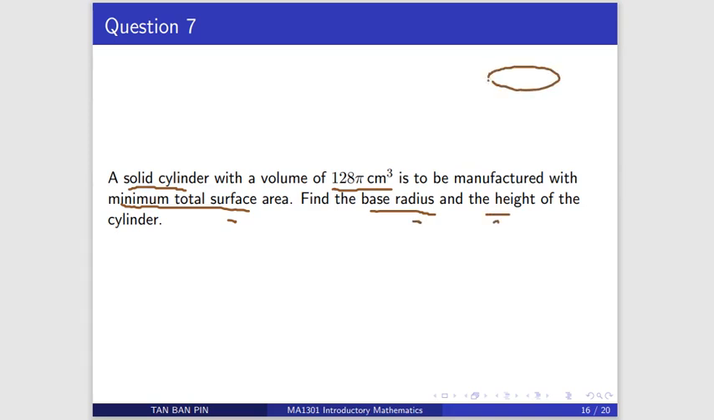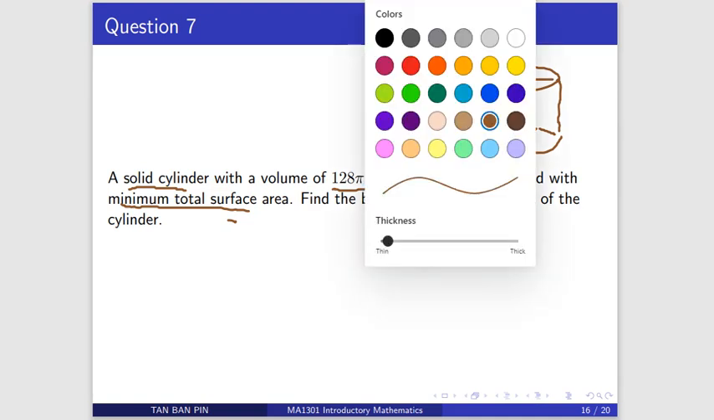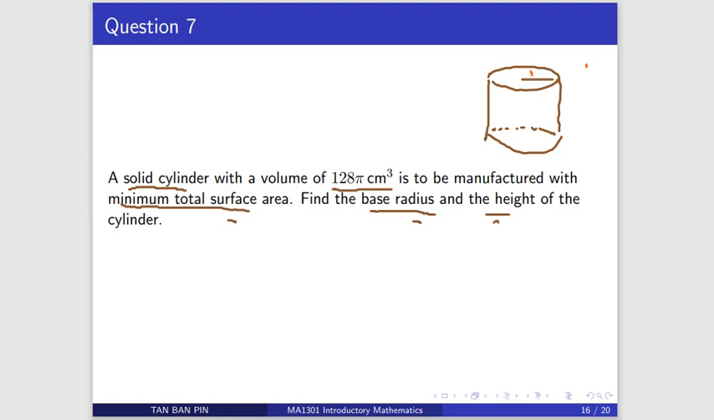So when you have a cylinder, it's like this. You can let the radius be r, and the height is h. The volume of the cylinder is πr²h, and your given is 128π. So with that you can cancel π, and you can say h is 128 over r².